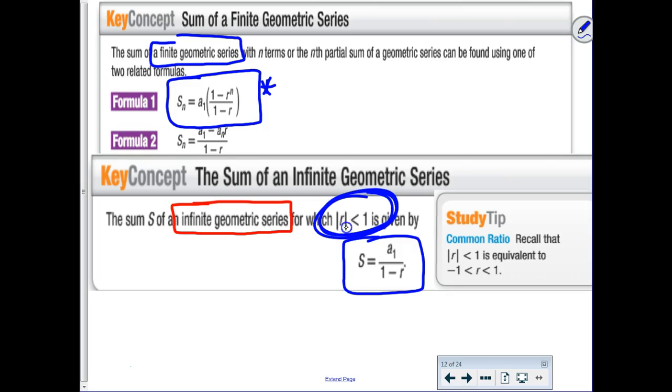Okay, sure, but that's not a concrete answer, right? Infinity is a concept, not necessarily a number.